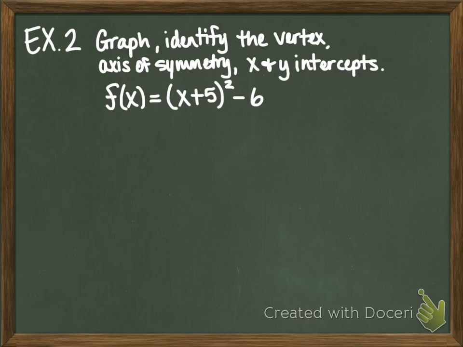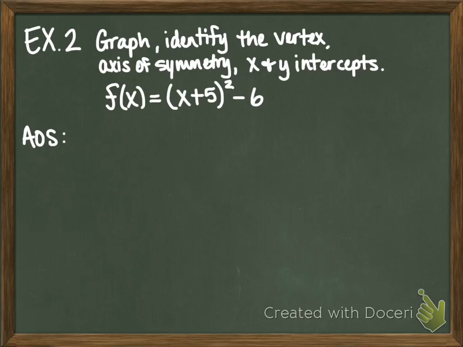Okay, example 2, same thing. We're going to find the vertex, axis of symmetry, and the x and y intercepts. This time our equation is given to us in vertex form, so it makes life a little bit easier in finding those things. So we're going to start with our axis of symmetry.